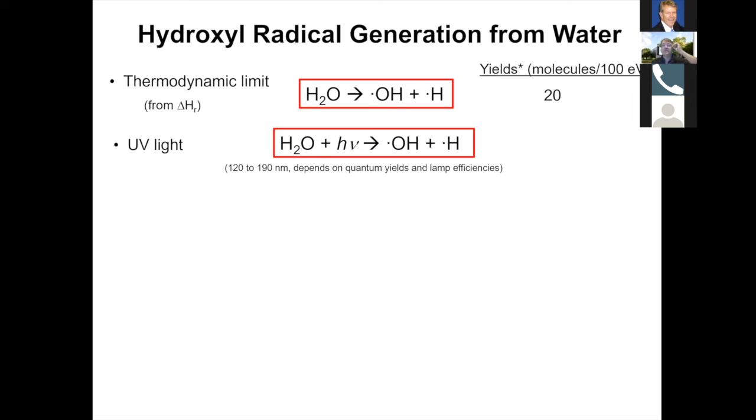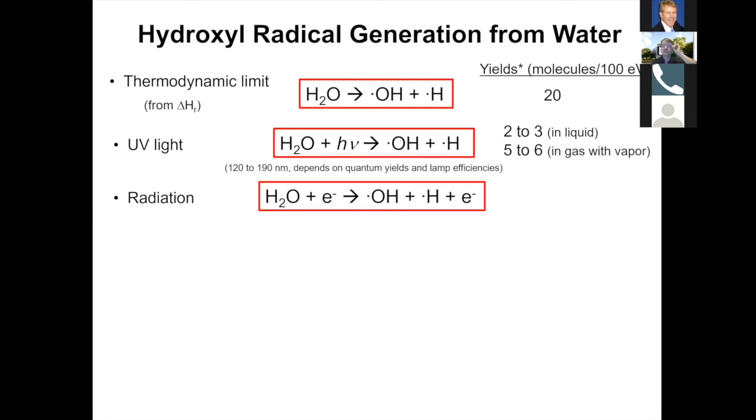UV light in and of itself can create OH radical by this reaction, just a UV light interaction. Of course, it depends on the wavelength and the yields of the lamps, but the numbers given for direct in water, inside water, and in gas vapor are given here: 2 to 3 and 5 to 6 molecules per 100 electron volts. For the radiation processes, and there are some commercialized radiation processes for water treatment that use electron beams and gamma radiation, you can see the yield of OH radical is in the range 2 to 4, 7 to 9, a little bit higher in the gas phase than UV light alone.